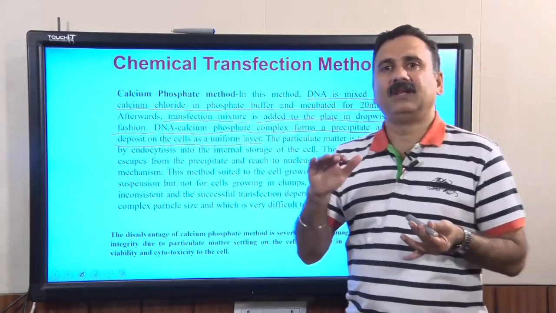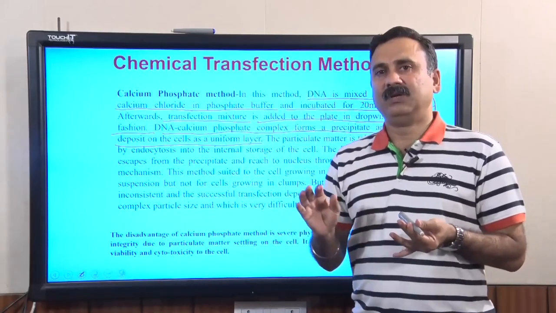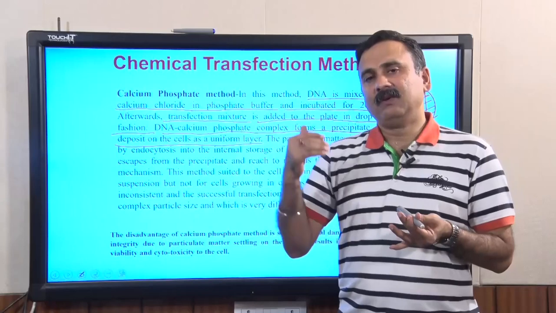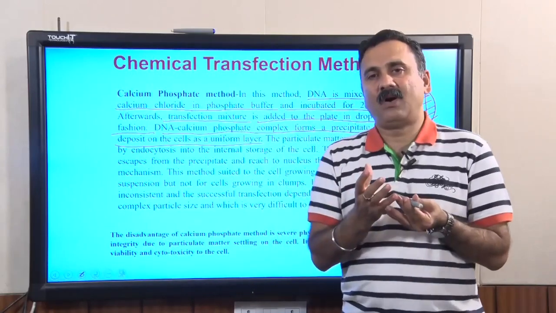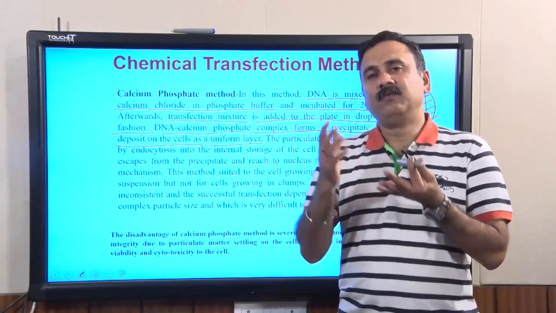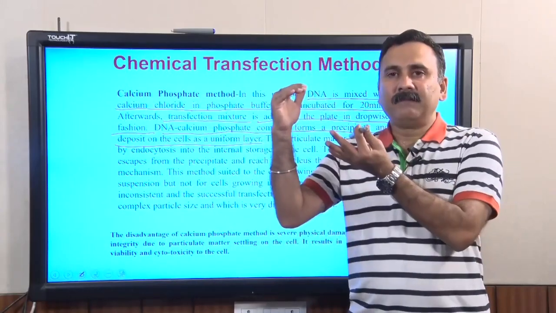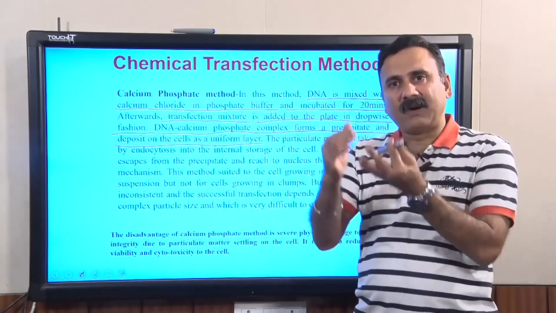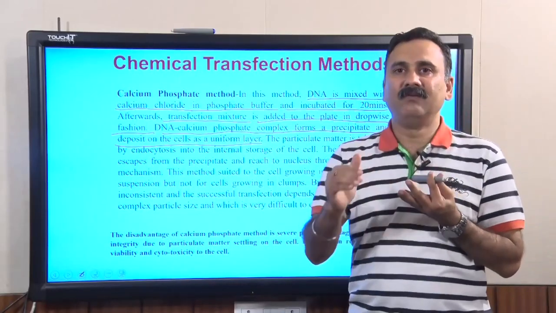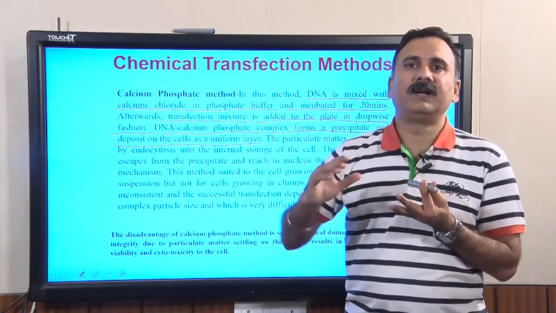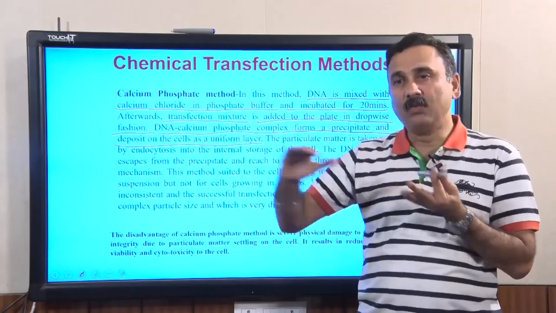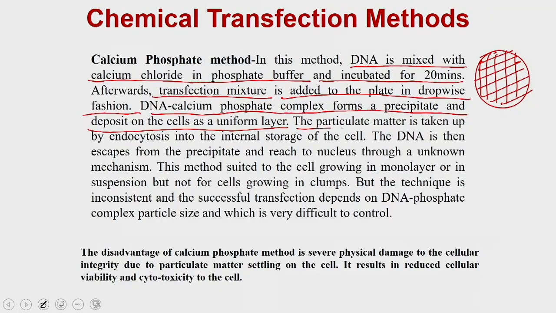This is exactly the same process as when you provide food to the mammalian cell to eat. If the food is macro structures, which means it is beyond a certain size, this food is going to be taken up by the process known as phagocytosis. So the cell takes up these particles under the active mode, where the cell takes up the particles which are spread on it as a powder. The particulate matter, which is the powder you have put onto these cells, is taken up by endocytosis into the internal storage of the cell.